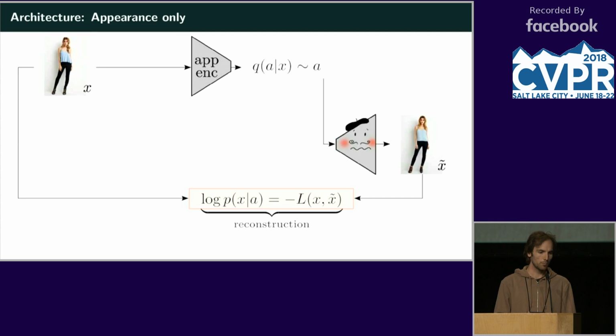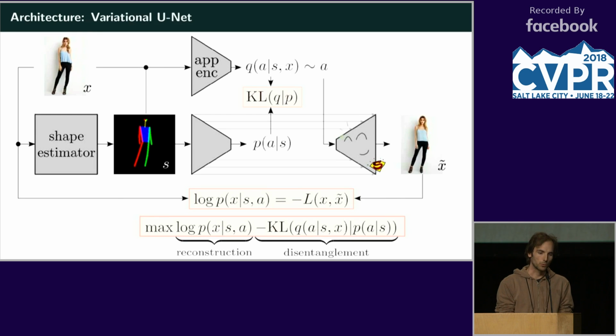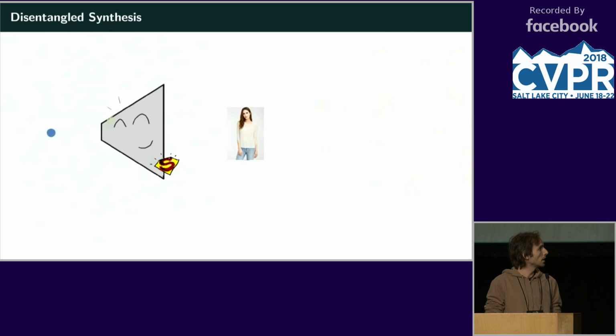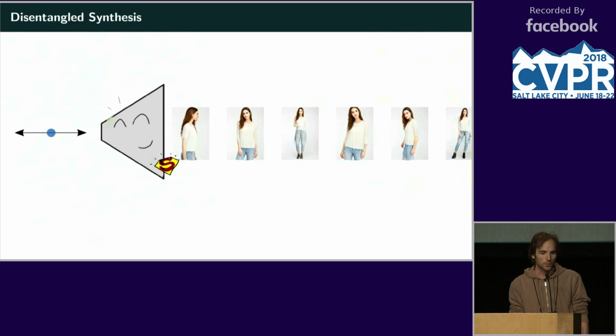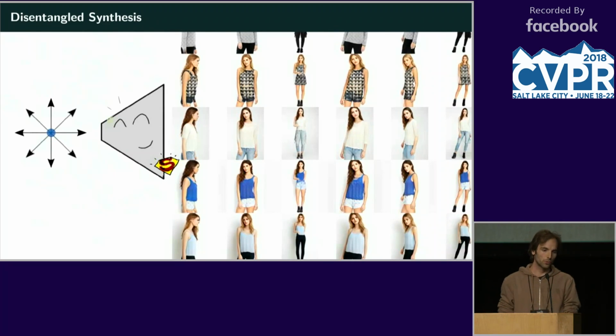To model changes in shape, we therefore add a shape estimator to our model and utilize skip connections to propagate spatial information to our generator. To disentangle shape and appearance, we penalize redundancies between the representations. As a result, not only can we produce high-quality images, but we can also produce variations in shape and also in appearance. Due to the disentangled representation, we actually can control both factors independently, which gives us complete control over generated shape and appearance.